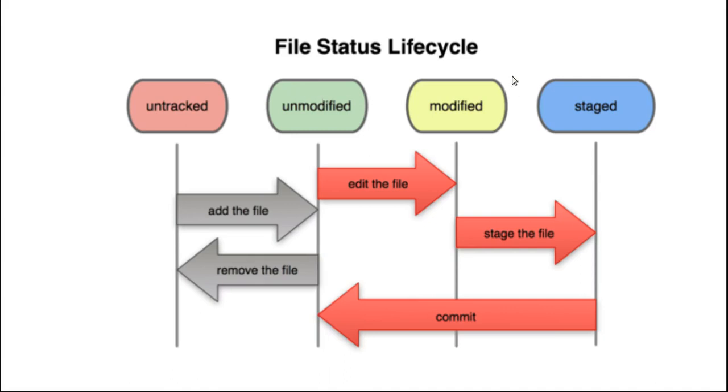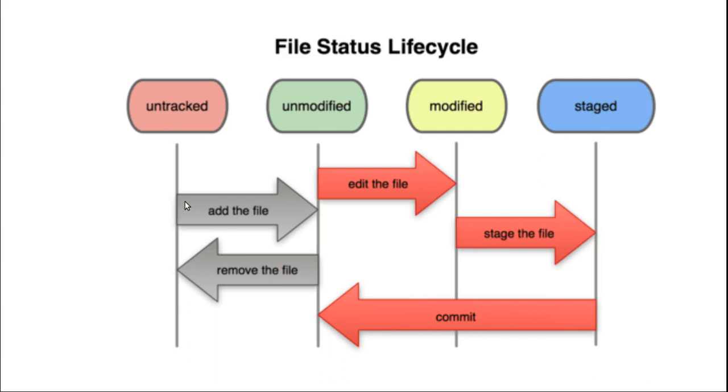Okay, and then there is modified, which means that the file is in the working directory. Some changes have been made to that file which haven't been saved. And then there is staged. The file can be in staged status as well, by which we mean that we have staged the file, which means that the file is ready to be committed. Okay, so now let's try to see what happens at all these stages.